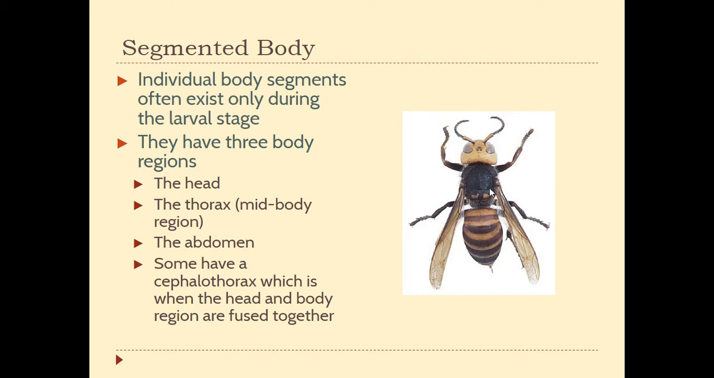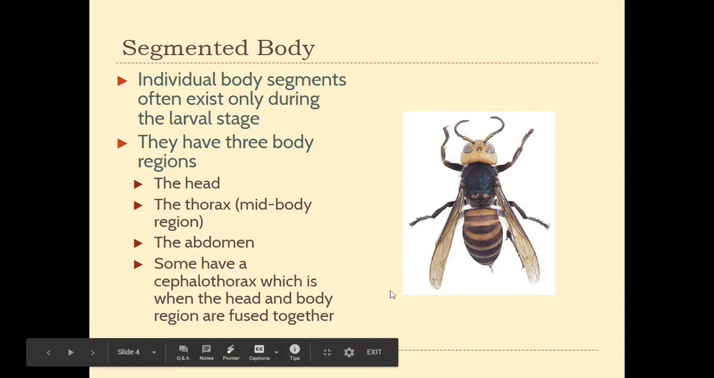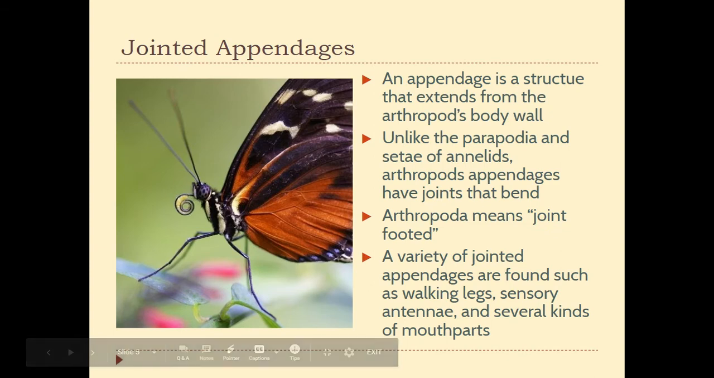Some arthropods have what we call a cephalothorax. This is where these two regions right here are fused together and we look as one. So you can't tell the difference between the thorax region here and the abdominal region, such as in a cockroach. That would have a cephalothorax, where it looks like it's fused to there.